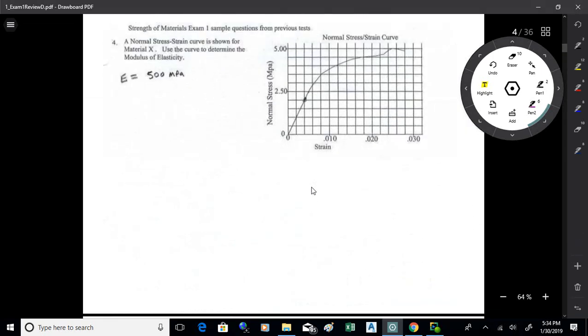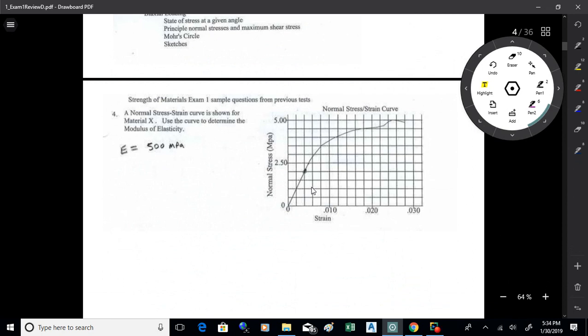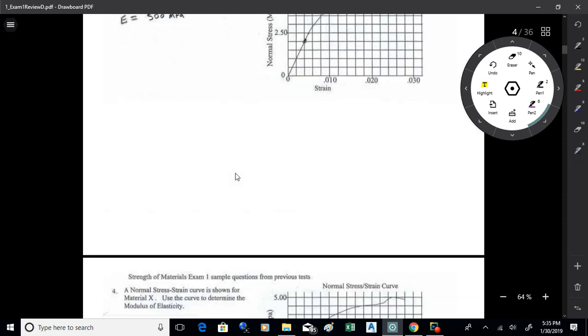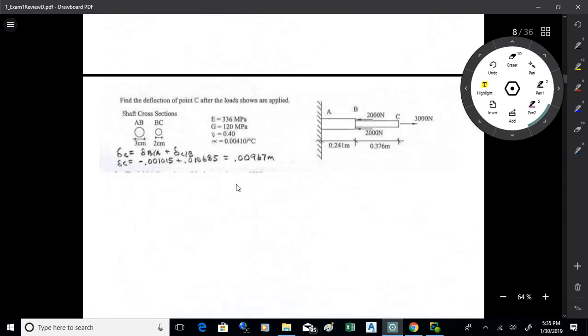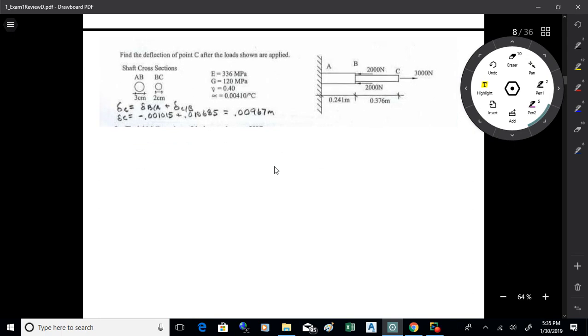I also have some example problems off of old tests. We'll go over these on Monday, I think, if you like. Or maybe Friday, I don't know, we'll figure it out. But here we go. Here's a stress-strain curve. Find E. There's a system of shafts that are loaded up. We want to find the deflection of point C after the loads are applied. Looks like you'll have to find some internal forces when you do that.